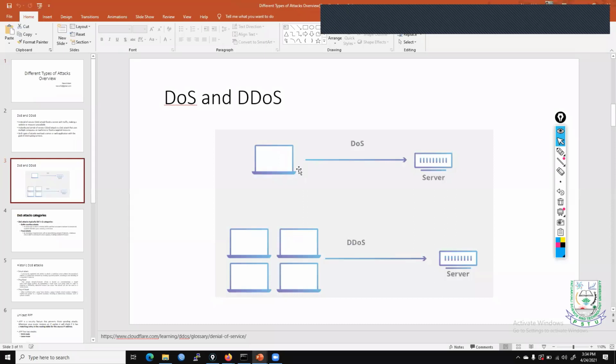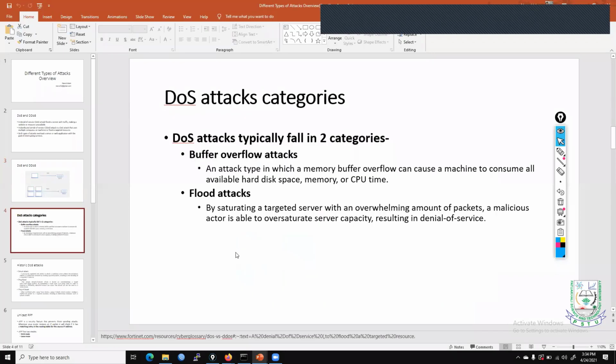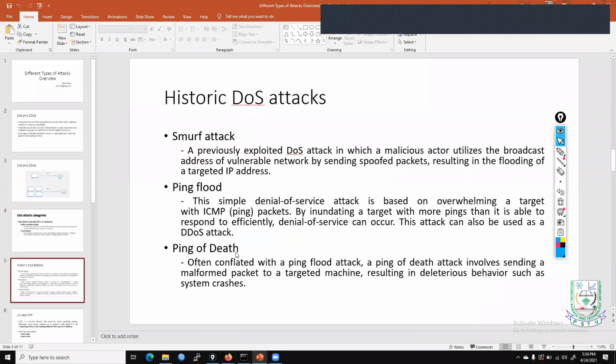So that's actually DoS and DDoS. I already said DoS is when the attacker is trying to compromise or attack from a single source, and DDoS uses multiple sources to compromise your servers or network devices. I already said what a buffer overflow and flood attack is, and what the smurf attack is, right? So another thing is the ping flood.